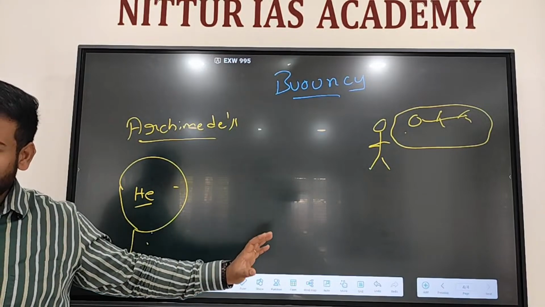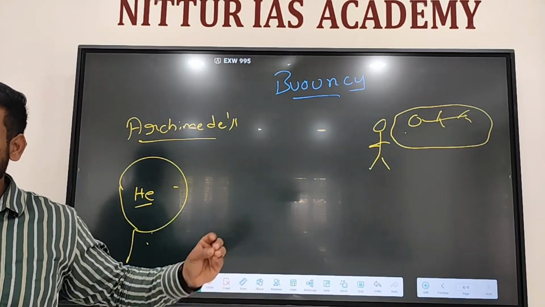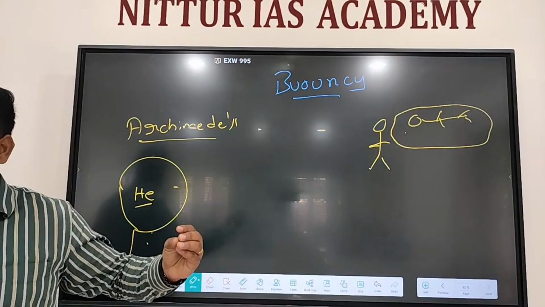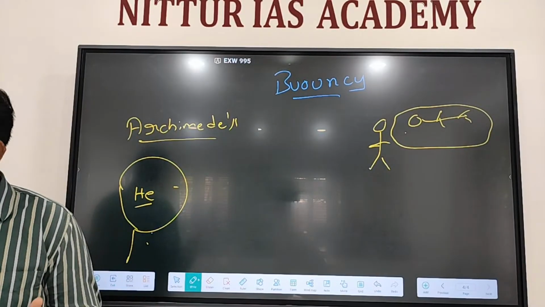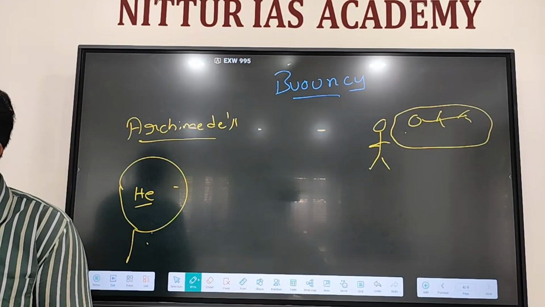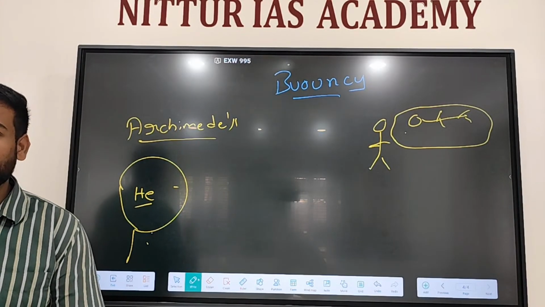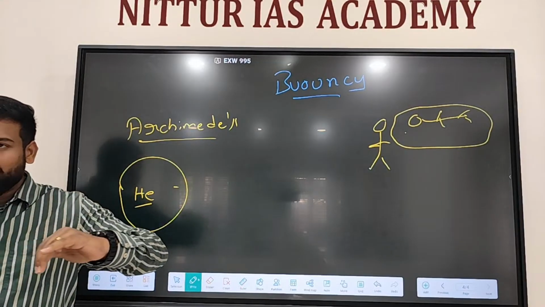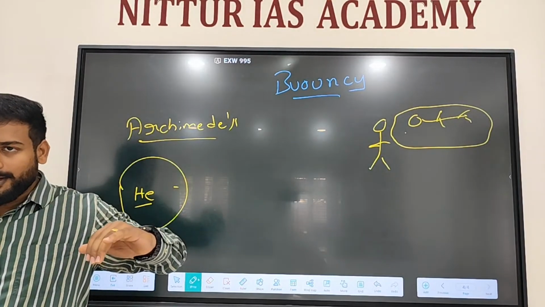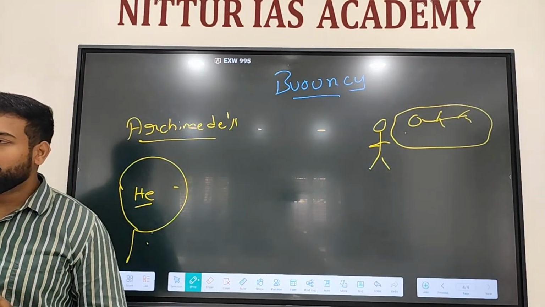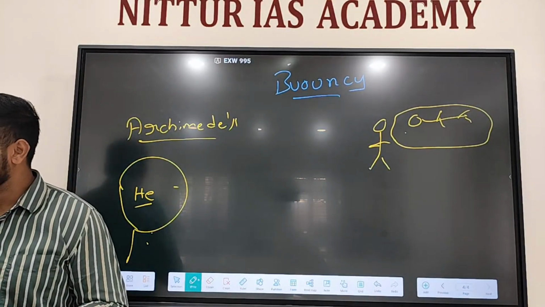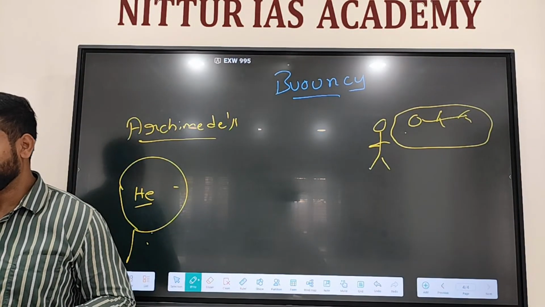The buoyancy principle explains how ships and submarines work. A ship floats on the surface of water. Why? Not just because of the shape. It is because of buoyancy. The weight of the water it displaces is more than the weight of the ship. That's why the ship floats easily, right?